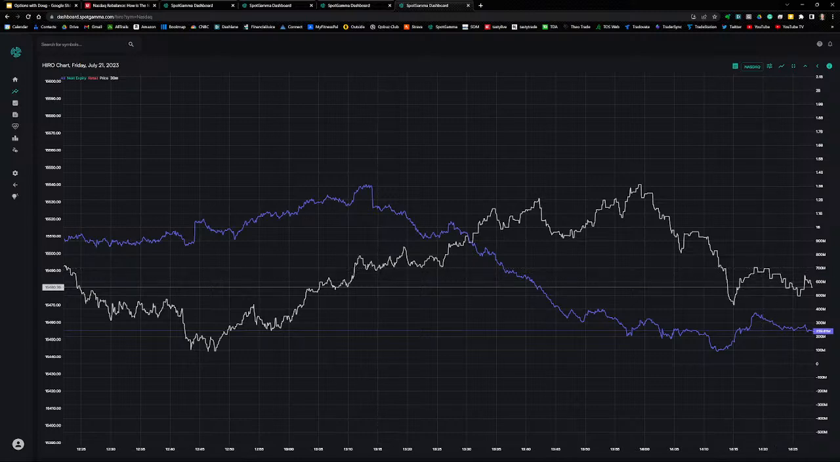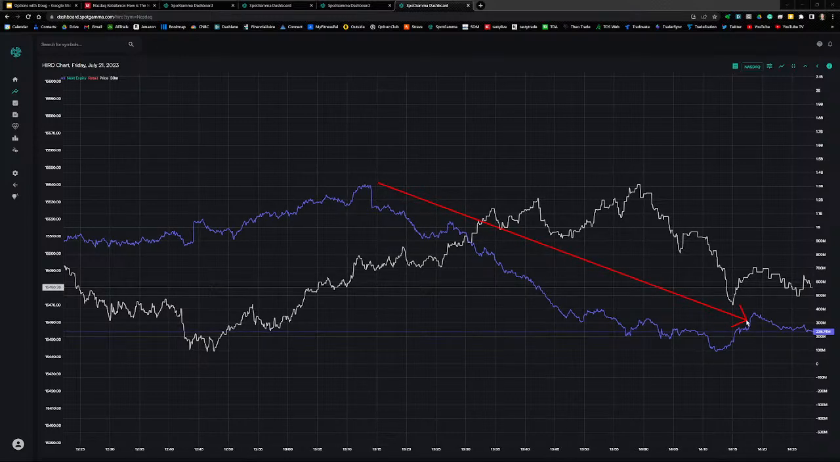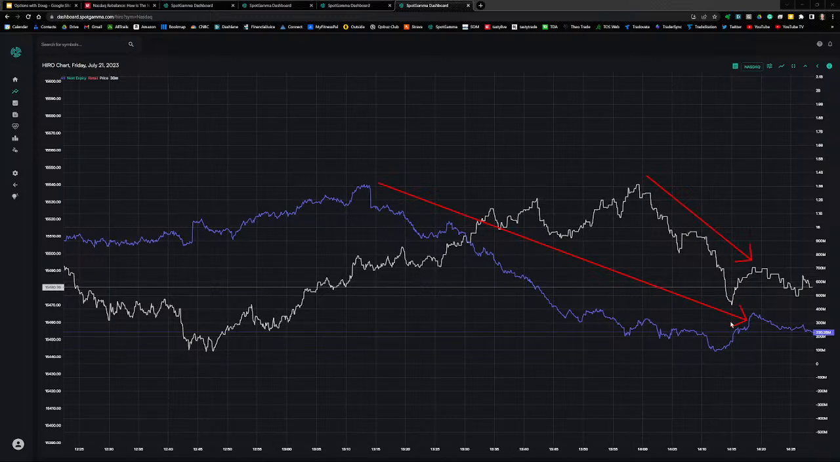And this is showing that traders started taking negative delta positions, and then price responded lower a few minutes later. So far the trend for hero for the Nasdaq is lower.